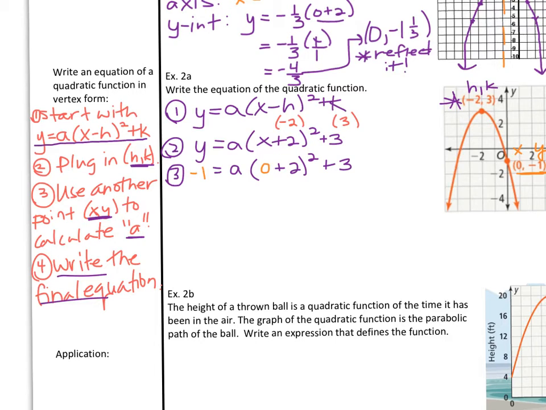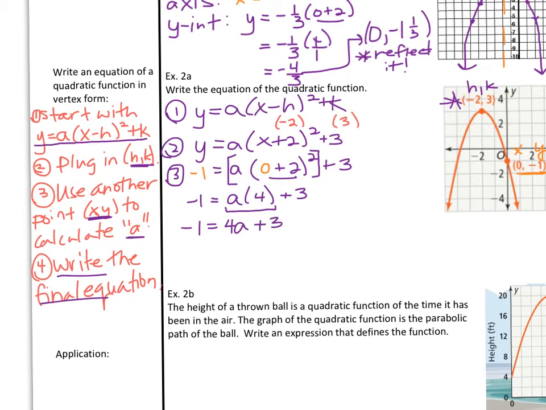Now we have to think about order of operations. A is being multiplied by that parenthesis. That means that entire term is by itself, and that 3 is being added after. If we simplify, 0 plus 2 is 2, and 2 squared is 4. And so here's where we have to be very careful once again. Notice it's 4 times a, and then 3's being added after that. So technically that's 4a plus 3.